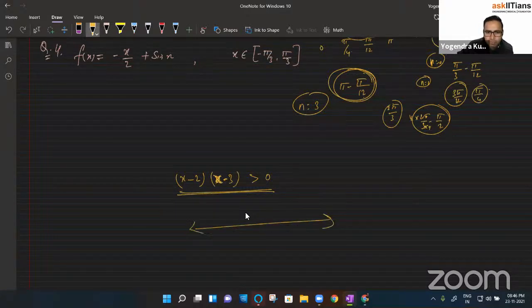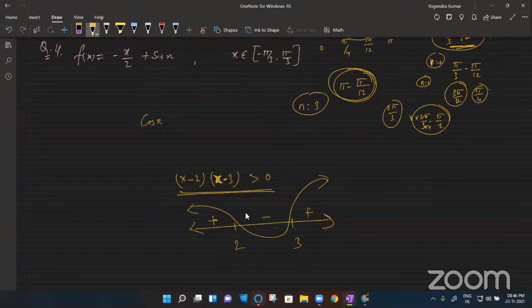In short, the critical points we write are where the expression becomes 0. So 2 is one point, 3 is one point. After the last point, this expression is becoming positive. In between these two values, it is becoming negative. Before 2, it is becoming positive. That is what we call the wavy curve: positive, negative, positive. Did you get it?